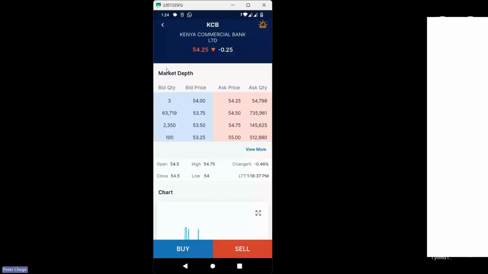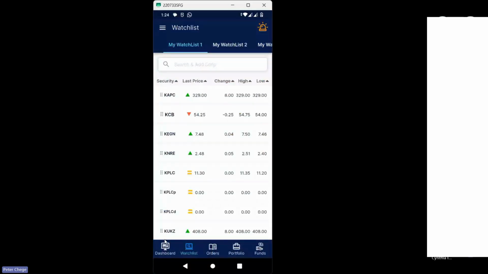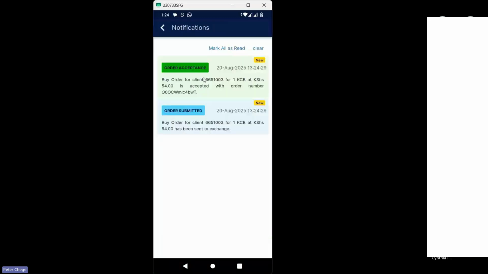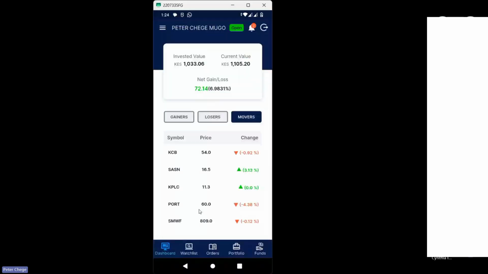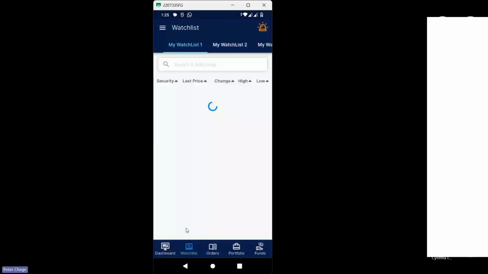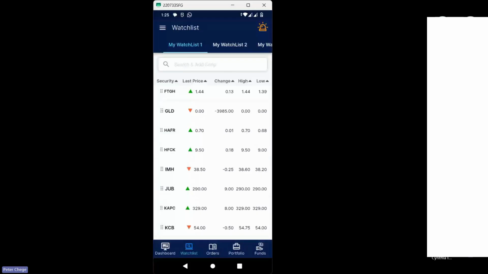And let me show you where that 1 share is. If I go to dashboard, I get 2 notifications. If I click on the notification, there is order acceptance, order submitted and accepted. Let's see whether my order has executed. If we go to orders, it is still there at 54, 1 share. So if we go back to the watch list, we go to KCB, we want to confirm why it has not executed.